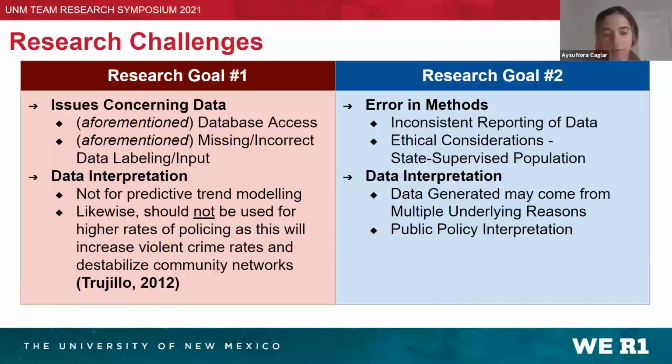For our second research goal, there may be inconsistent data reporting due to several factors. Full BAC information may be lacking due to inaccurate police reports. Further, ethical considerations may be put in place due to working with a state supervised population. A final challenge is cautioning public policy interpretation. For example, ethnicity is not a predictive factor for being at risk to violent crime, but rather lack of adequate resources in an impoverished area is.